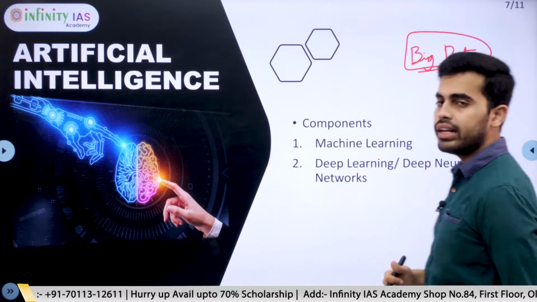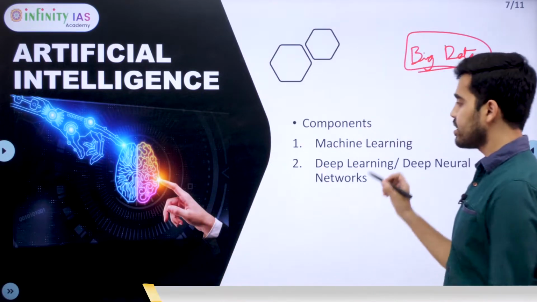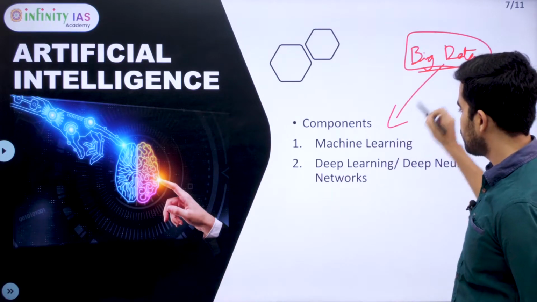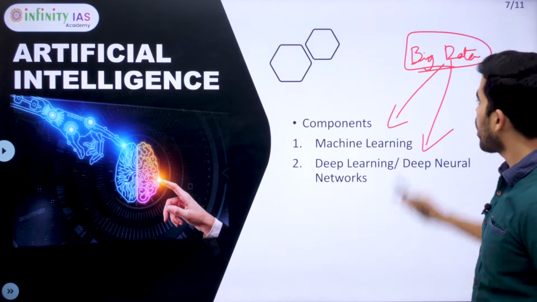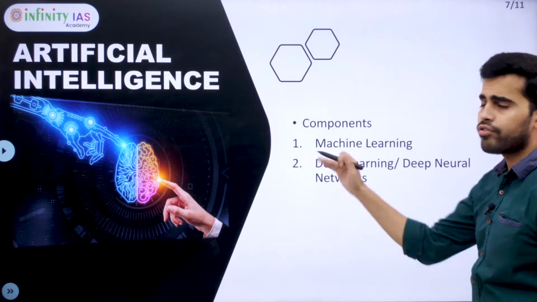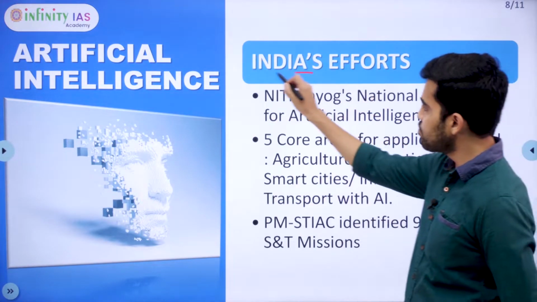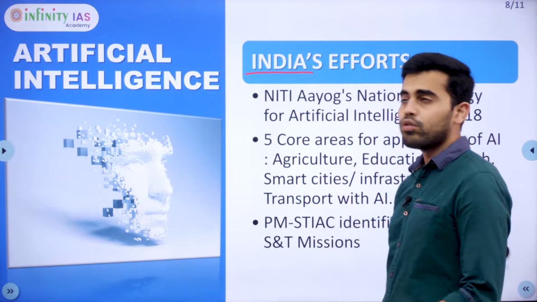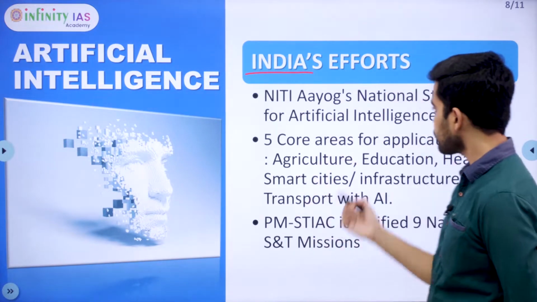We will learn about big data in the further series, but today we need to understand that big data aids in machine learning as well as deep learning. So after seeing the components of artificial intelligence, we will go into what are the efforts made by India to improve the state of artificial intelligence research in India.